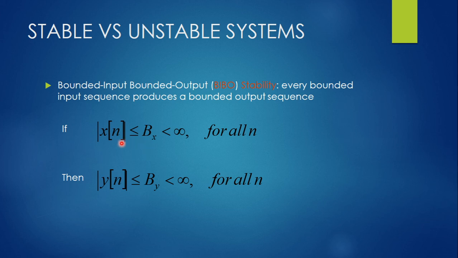Mathematically, if this is your input, |x[n]| is less than Bx, a value, let it be. But Bx is less than infinity, means it is bounded for every value of n. For that particular input, the output has to be bounded. The output has to be less than By, where By is less than infinity. So if we give a bounded input, and the output is also bounded, the system is said to be stable. If we give a bounded input, but we are not getting a bounded output, the system is not stable, it is unstable.